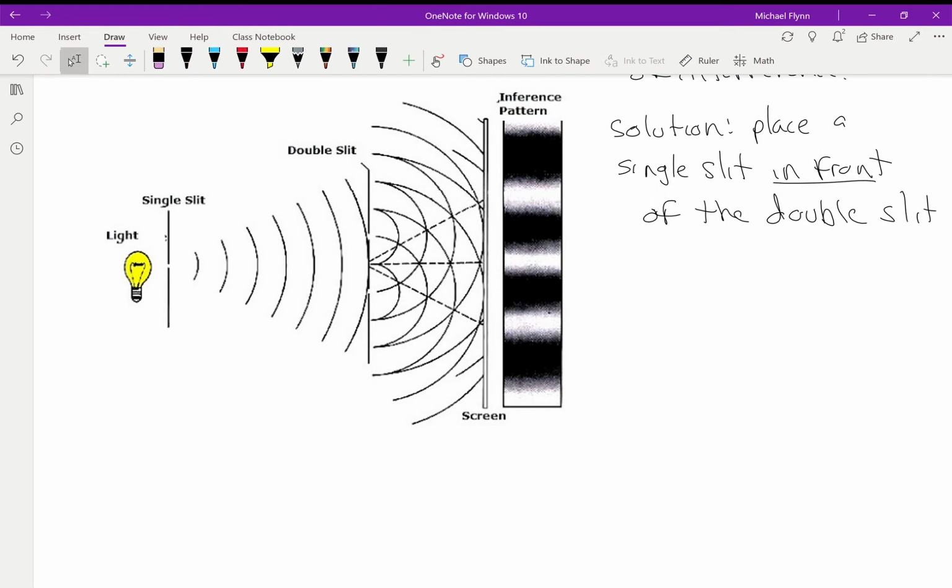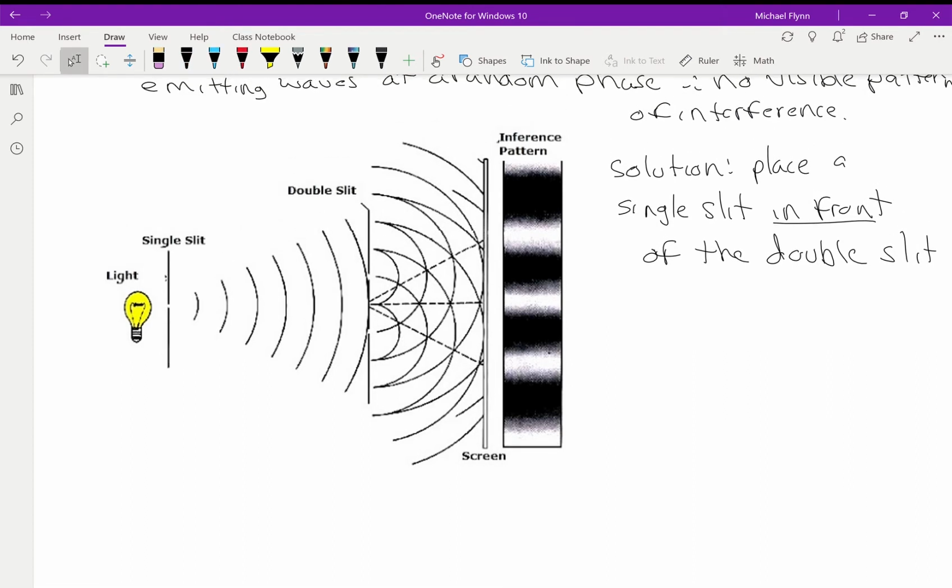Okay, and that's what you see in this diagram. A single slit is placed in front of the double slit, and lo and behold, when you do that, the light waves arrive in phase at those two slits. There's one there and one there, and here we have the single slit right there. That's the key.